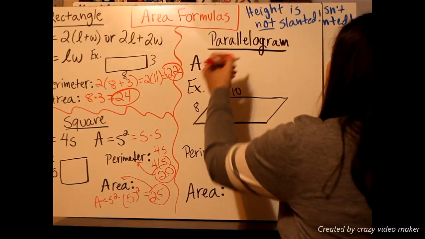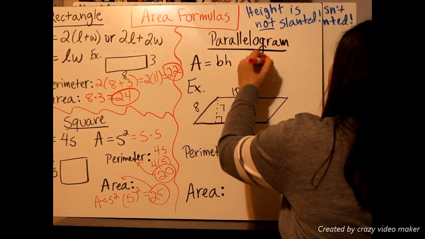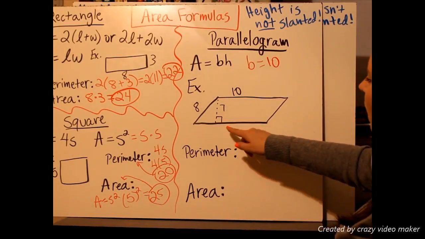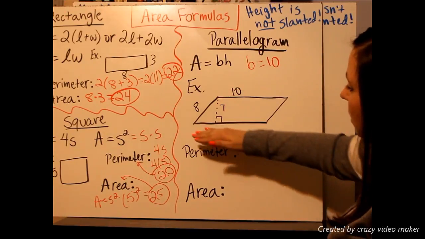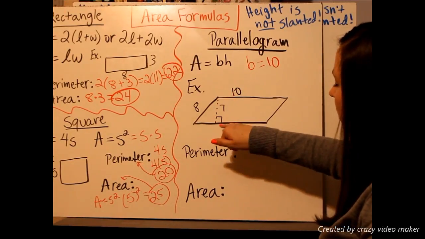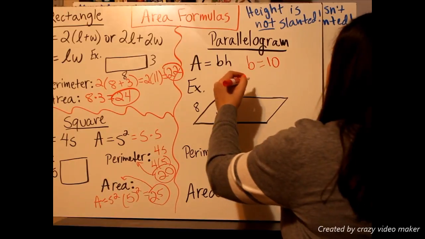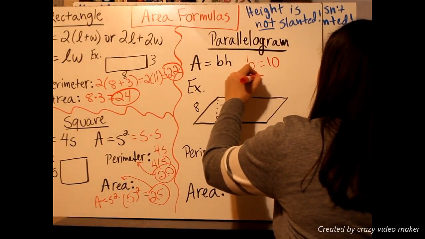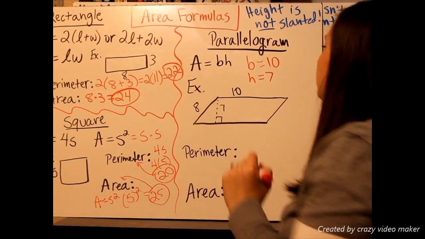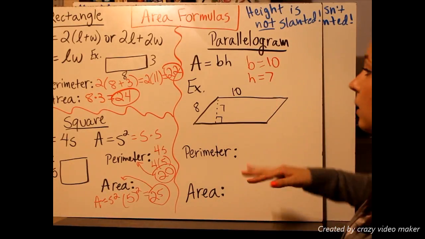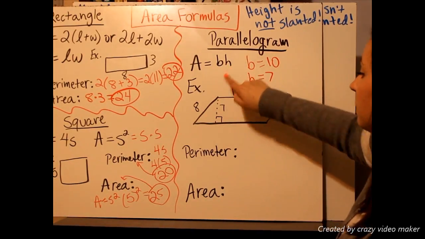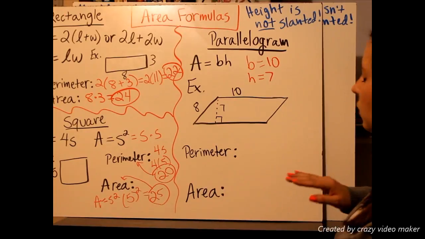And here our base is 10. And our height, the line that's making the right angle, 90 degrees to the base, is 7. So our height is 7. So now we're set up to do our area. And it's just base times height. So we'll go down and we'll do area first.